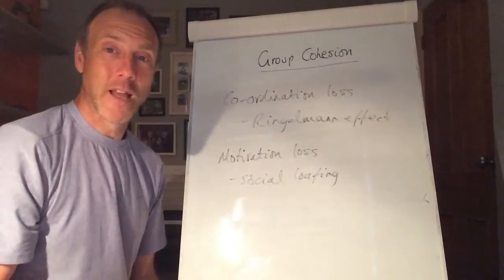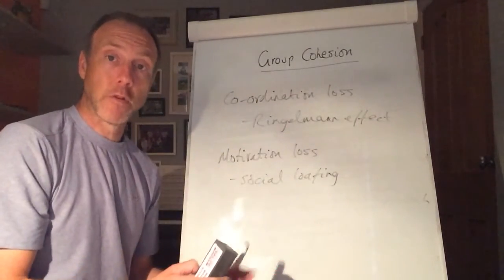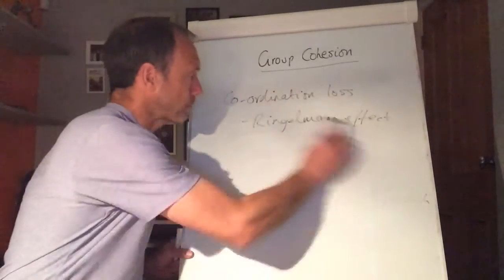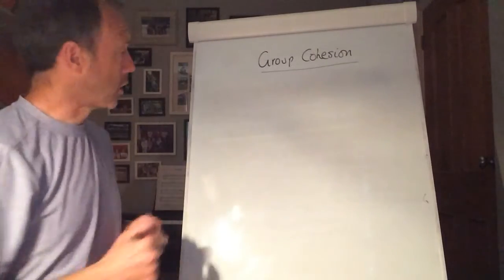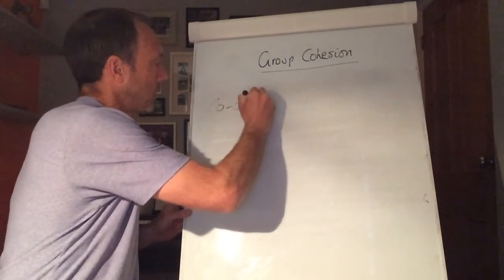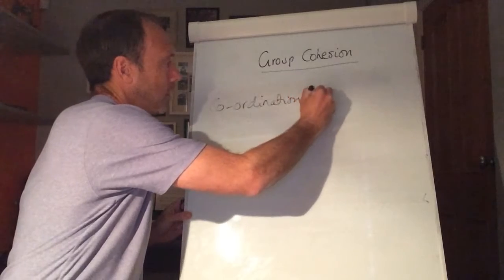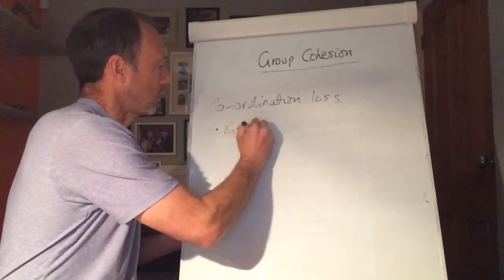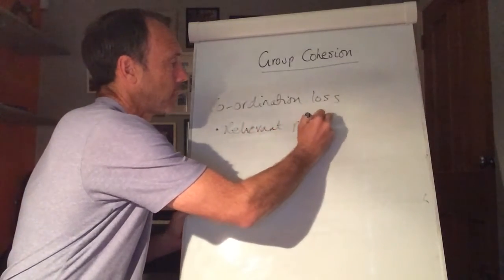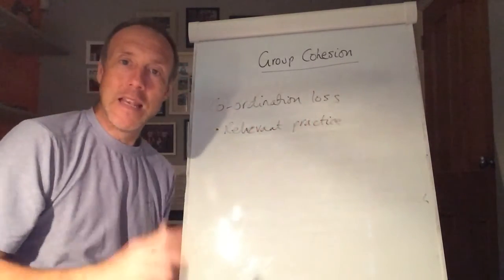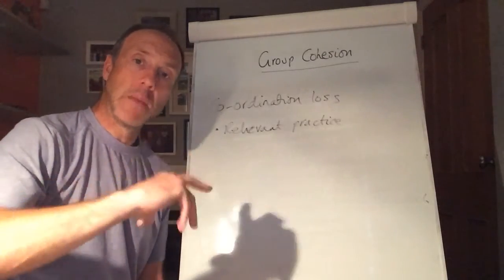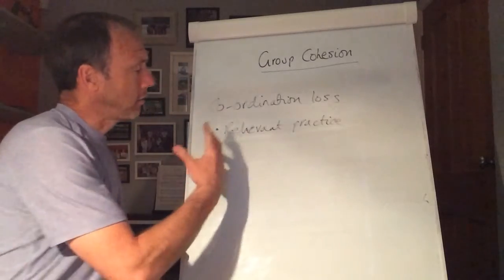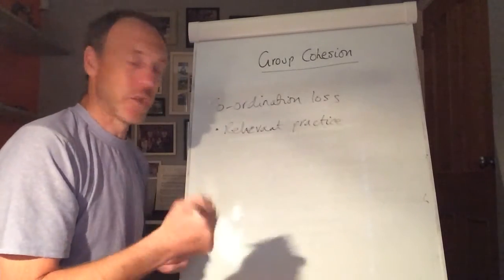So what are we going to do then in order to limit those faulty processes when we start to spot the cracks? What strategies are we going to use to overcome them? So let's start with coordination loss. So what strategies can we use to begin with? Okay, well, first one is relevant practice. In order to limit coordination loss, the team needs to overlearn the specific patterns you're expecting them to execute during a game. So with that, it always becomes second nature.